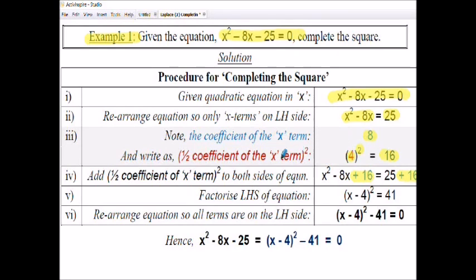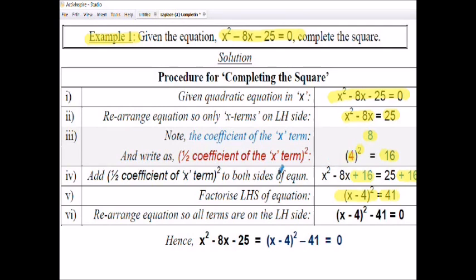And step 5 here, we're going to factorize the left hand side. So basically it will be x minus half the value of b, which half the value of 8 is 4, so minus 4 in this case, all squared. That will give me the left hand side of the equation, and on the right hand side I'll just simply add the 25 with the 16.